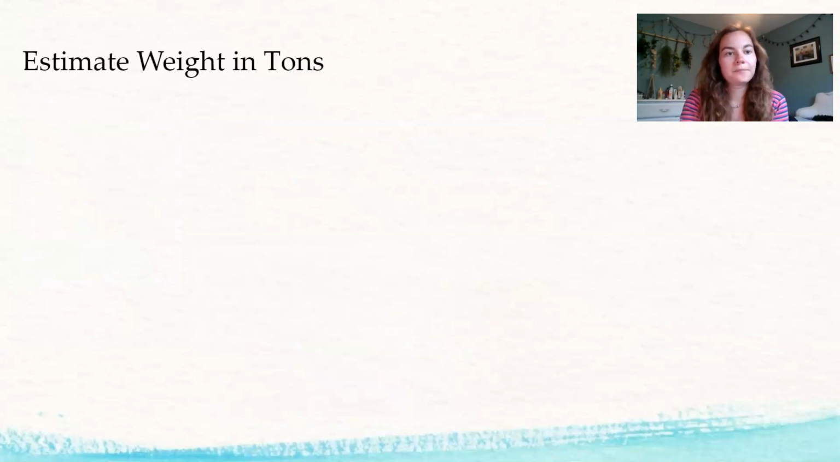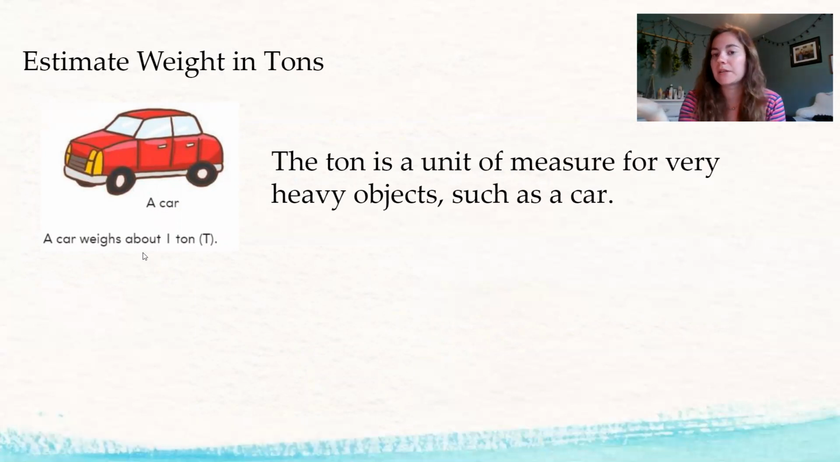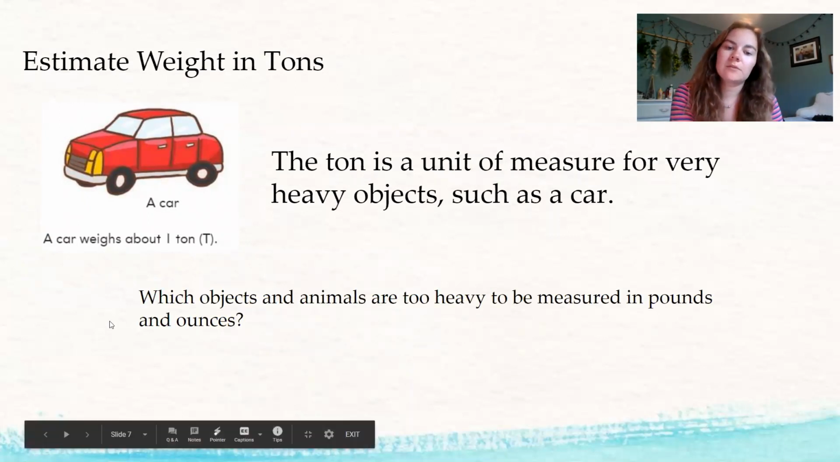Let's see, estimating weight in tons. So this picture says a car weighs about 1 ton. And the ton, remember, is a unit of measure for very heavy objects such as a car. So if a car is about 1 ton, just 1 ton, a ton is a lot, right? A ton is pretty heavy because cars are very heavy. So we're going to think about what objects and animals are too heavy to be measured in pounds and ounces.